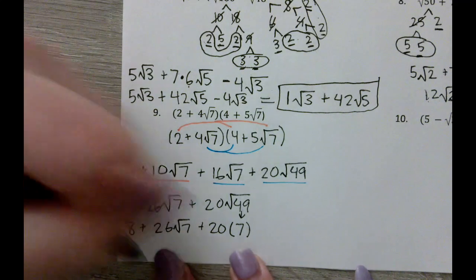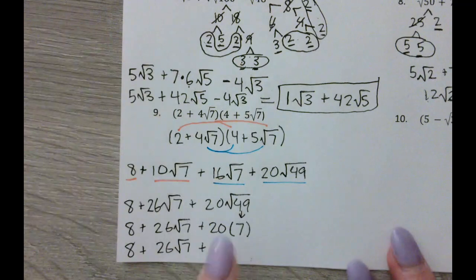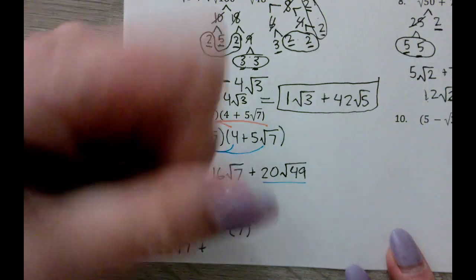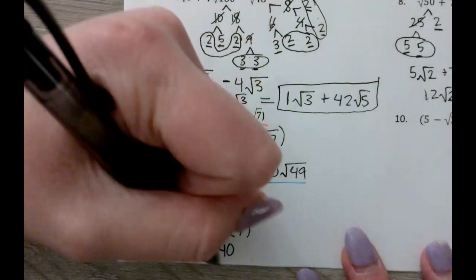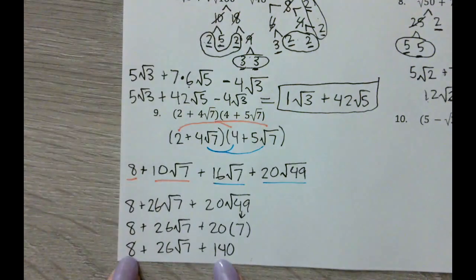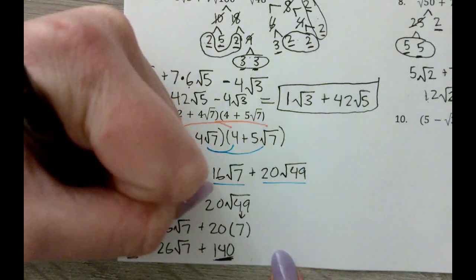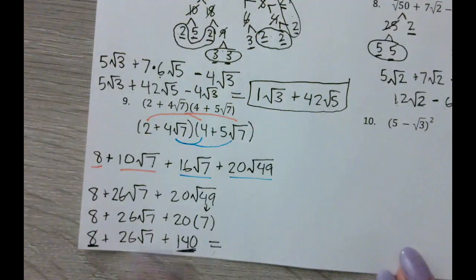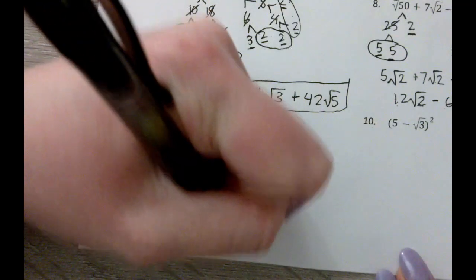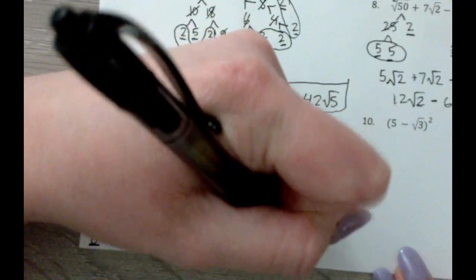Okay, so we have 8 plus 26, the square root of 7, plus, now we can do 20 times 7, which is 140. Lastly, we have two whole numbers we can now add together. So we have 140 and 8. So let's add those to get our final answer. 140 plus 8 is 148 plus 26, the square root of 7.